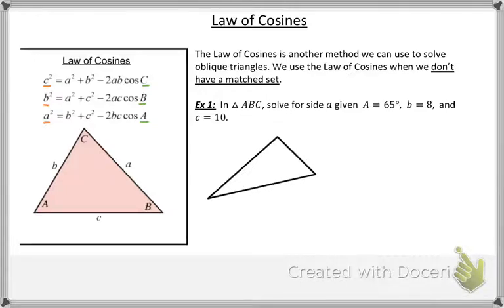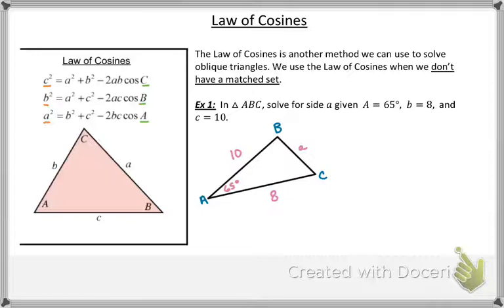I'm going to draw any triangle ABC, not drawn to scale, and I'm going to label it. I know angle A is 65 degrees, b is 8, and c is 10, and I'm looking for side a. So given any oblique triangle, we know we can't use Pythagorean theorem and we can't use SOHCAHTOA. The first thing we're going to try to use is always law of sines, because that's a little bit easier to remember than the law of cosines.